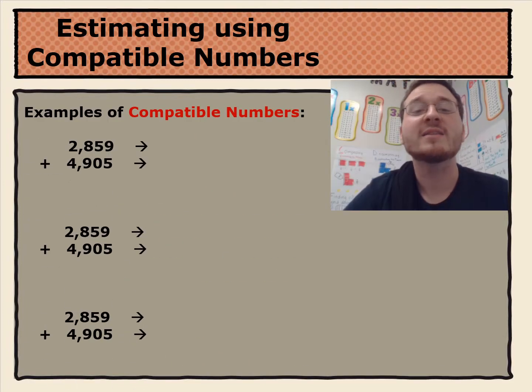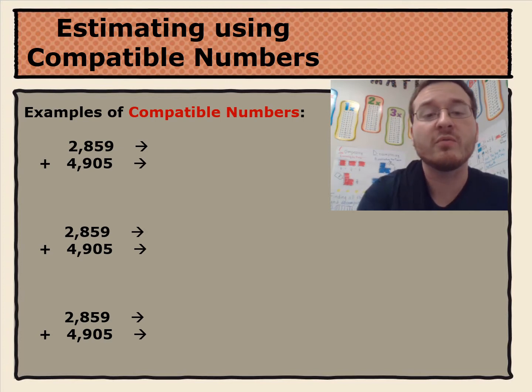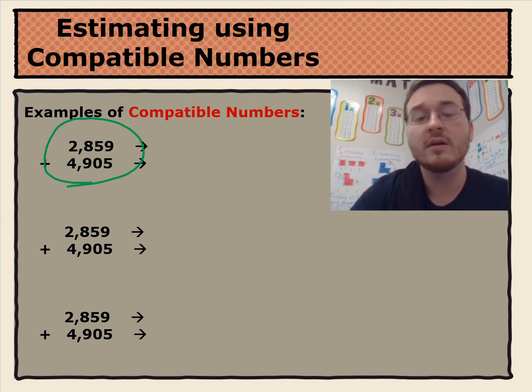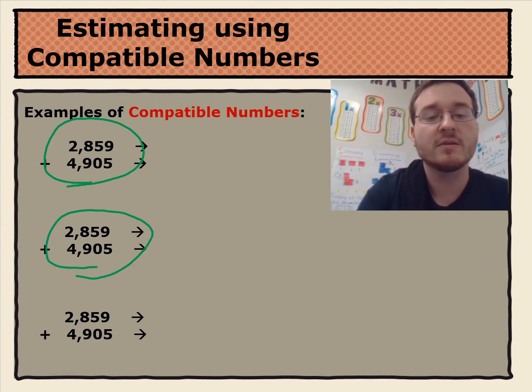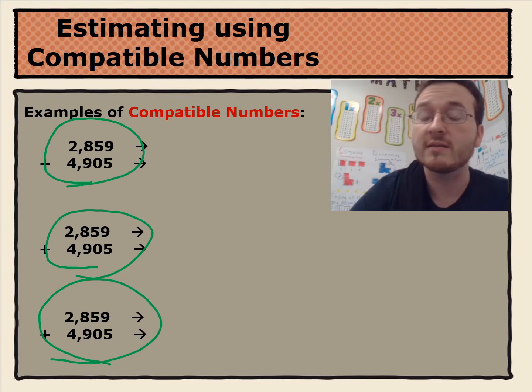And finally, estimate using compatible numbers. Remember, as long as it's reasonable, it's a-okay. If you would prefer, you can always just round them, and that'll give you a reasonable answer. There's nothing wrong with that, because most of the time, the higher you round to, so for example, if you round these to the nearest 1,000, and you round these to the nearest 1,000, and these to the nearest 1,000, and they're the same numbers, you'll get a compatible number.